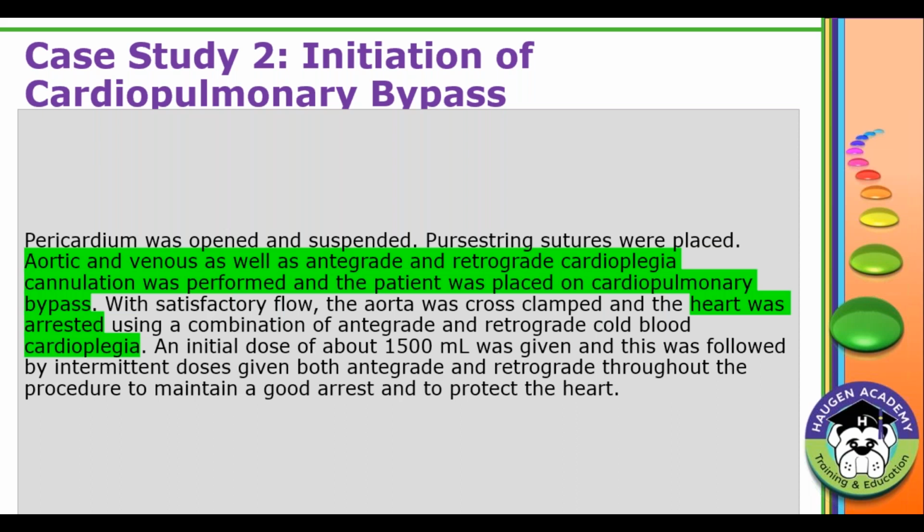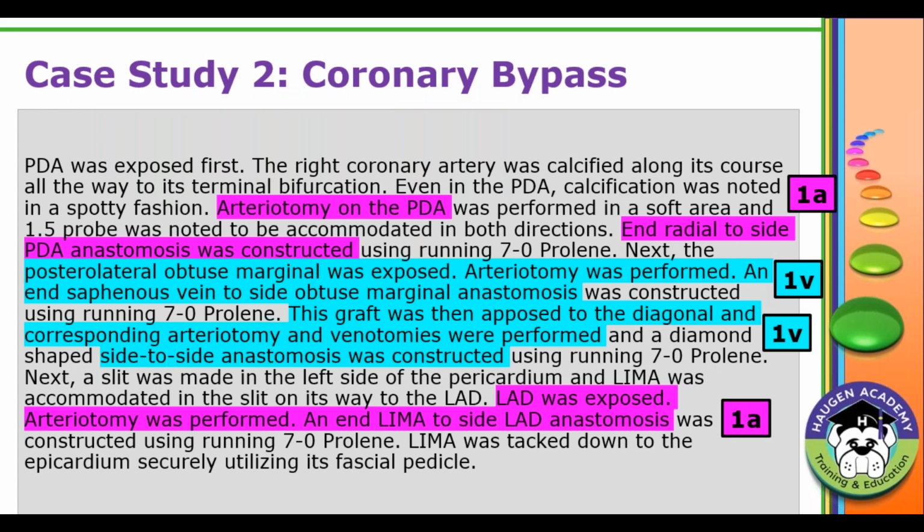Again, in green, we have a whole paragraph with a few keywords highlighted talking about the cardiopulmonary bypass and getting the patient started on that, and then the bypass itself. So in pink or fuchsia, whatever color you want to call it, all of our arterial grafts are shown. So we have the arteriotomy on the PDA. So you opened up the posterior descending artery, and then he did an end radial to side PDA anastomosis. So we've got the connection of our radial artery.